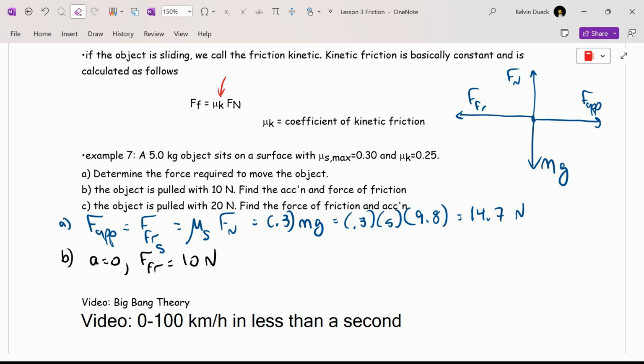What if I pull with 12 newtons? What will the acceleration be? 0. How big will friction be? 12. In part C, how hard am I pulling, Nate? Will it slide now? Will it accelerate now?